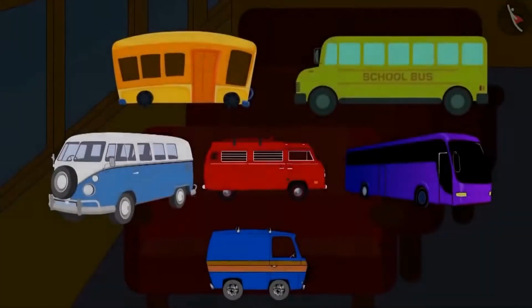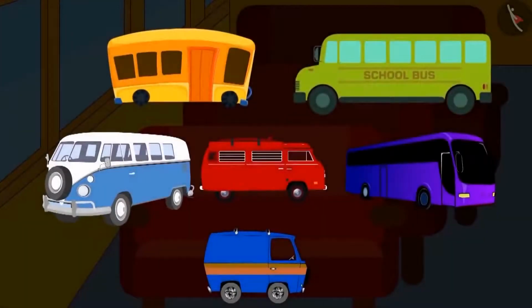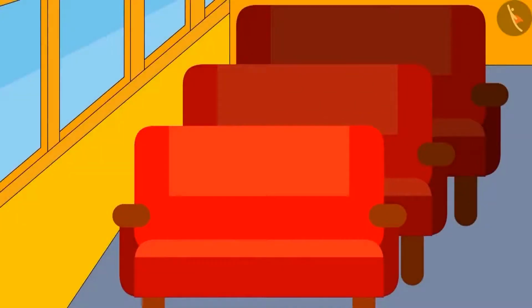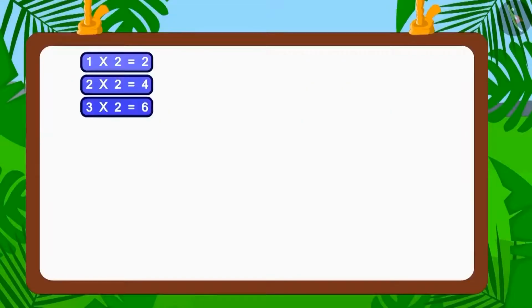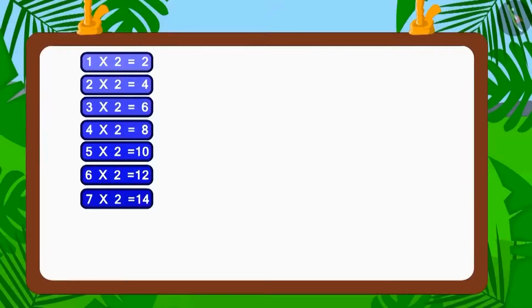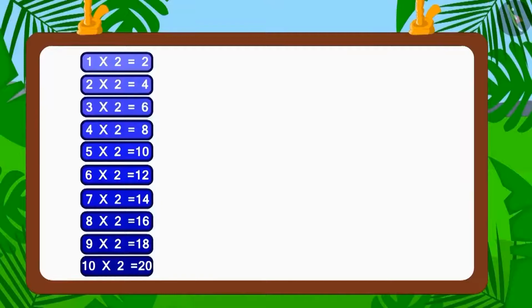So, children, can you find out more such buses where 6 people can sit? But remember that the number of people in each row should be equal. Let's find all the factors of 6 and solve this puzzle.